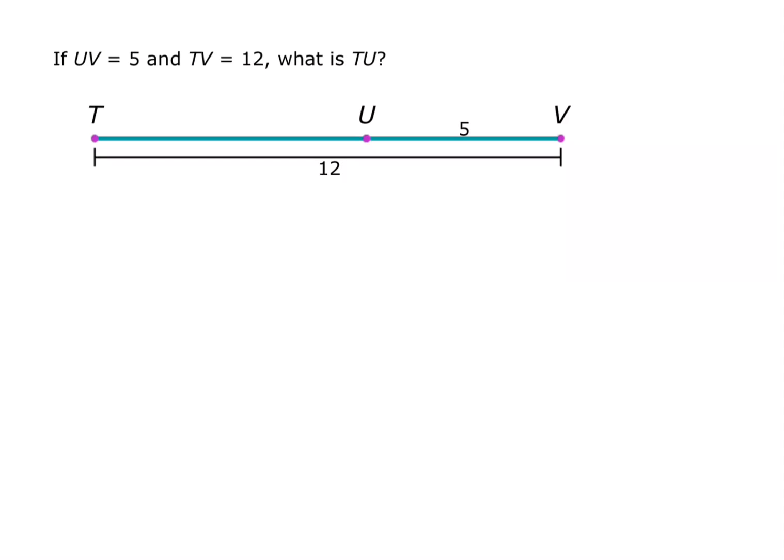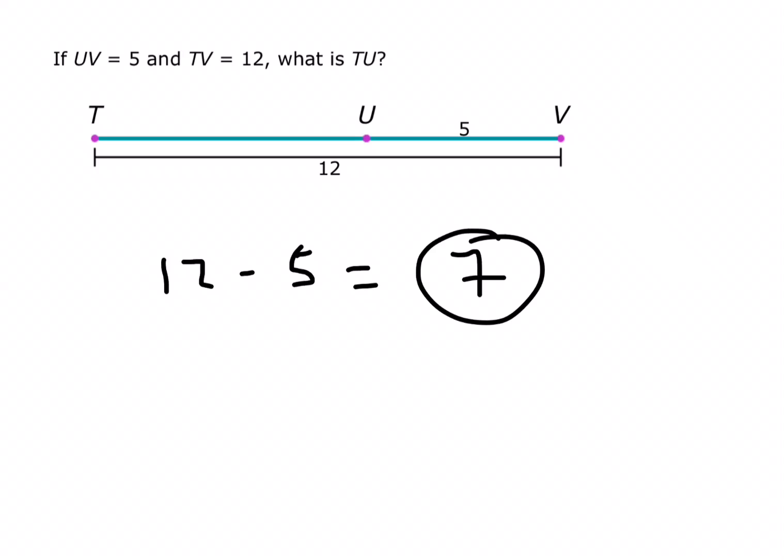Here we have, if UV is 5 and the whole thing is 12, what does TU measure? I'm simply going to say the whole thing minus the part that they gave us, 12 minus 5 is 7. And so your answer is 7. If I wanted to check if I'm correct, does 7 plus 5 give me 12? Yes, it does give me 12.